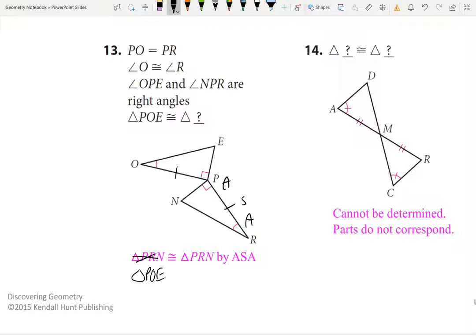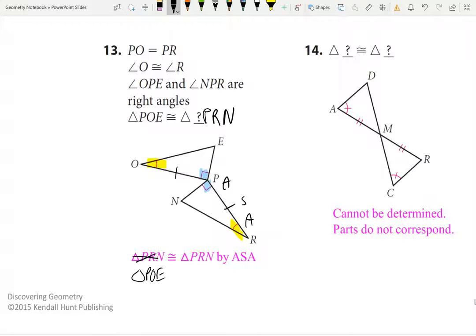Okay, so again, all the corresponding angles should match up. So if we start with P, and start with this vertex, that vertex matches up. So we're going to start with P over here. Next, I go to O. So what angle lines up with O? Well, that would be R. So the next letter would be R. And then, of course, N. So triangle PRN by ASA.